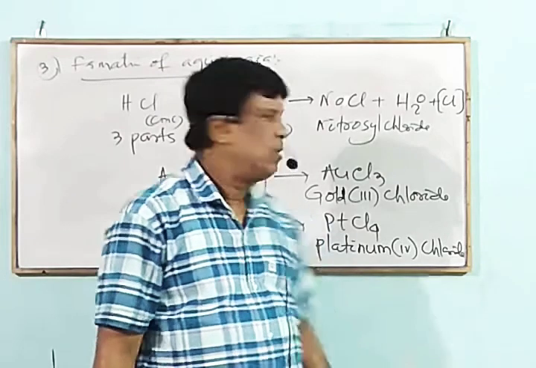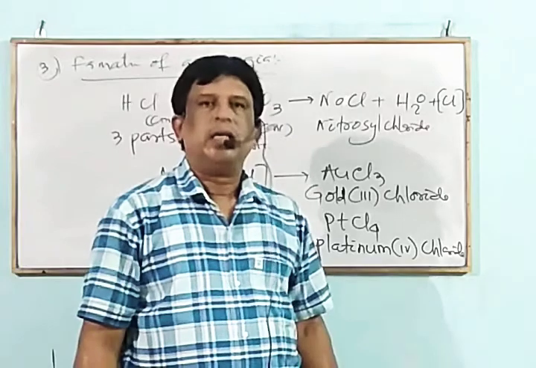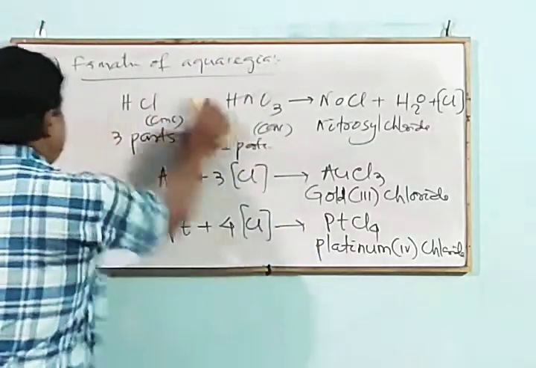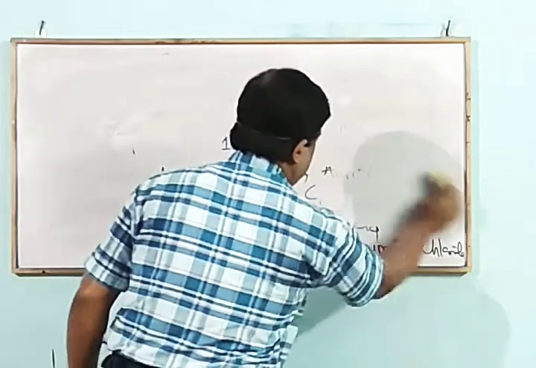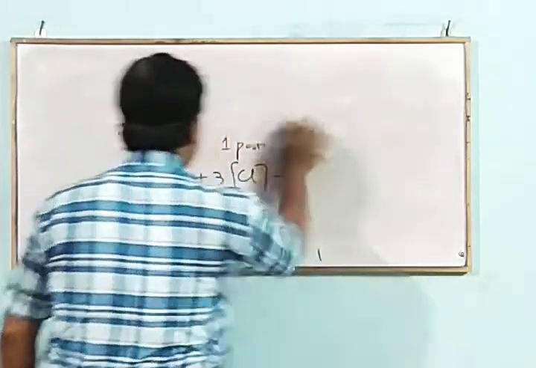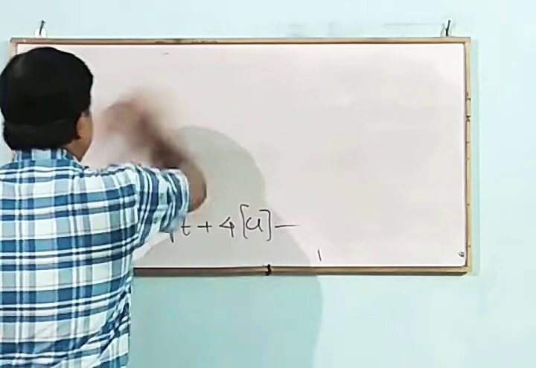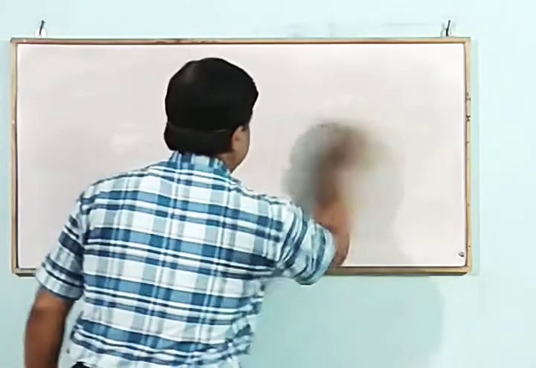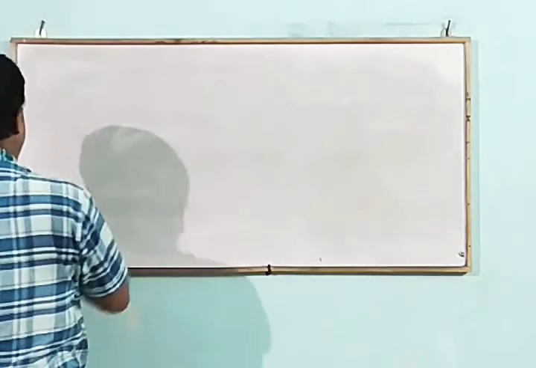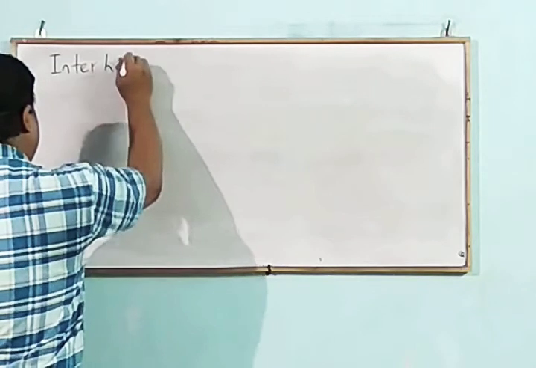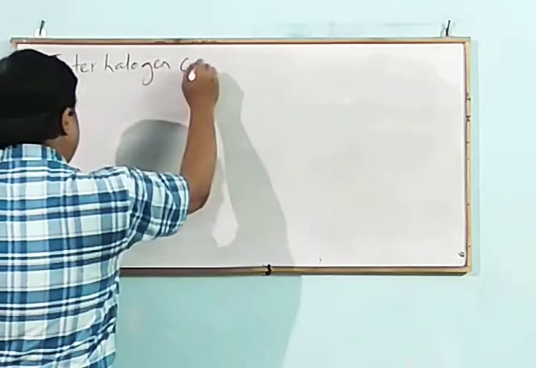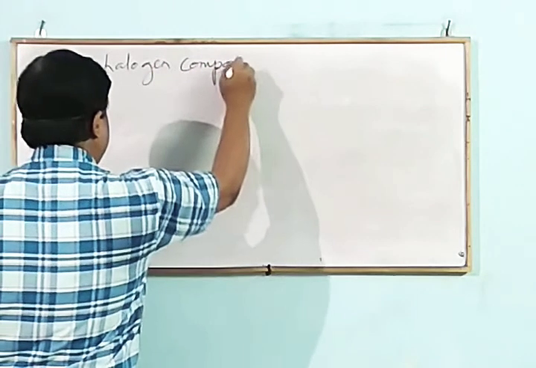Next we discuss another chemical property, that is interhalogen compounds.